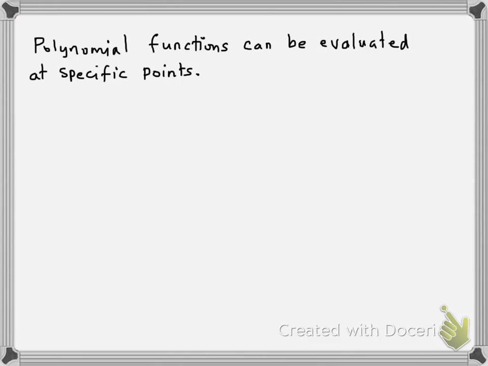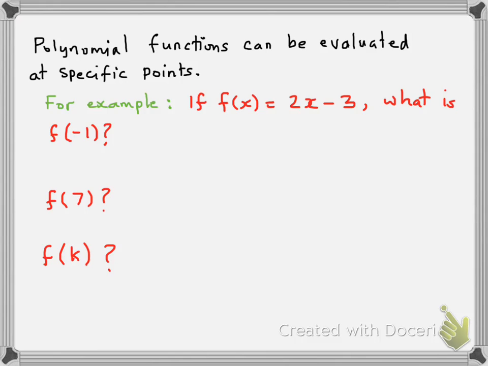Now, whenever you have a function, you can always evaluate that function for its value at specific points of x. So whenever you have a polynomial function, you can find out what is the value of this polynomial when x has a specific value. For instance, if you have a polynomial f of x that's equal to 2x minus 3, you can find f of negative 1, or f of 7, or f of k.